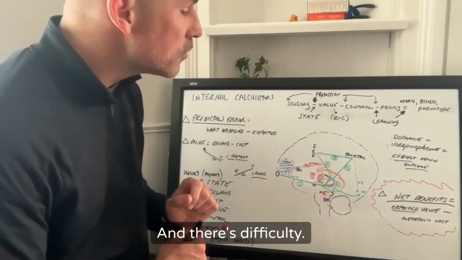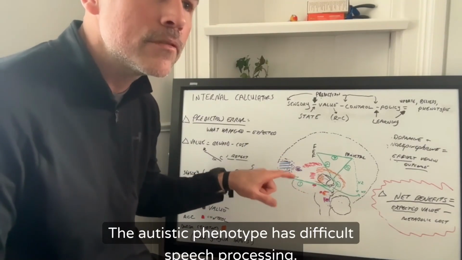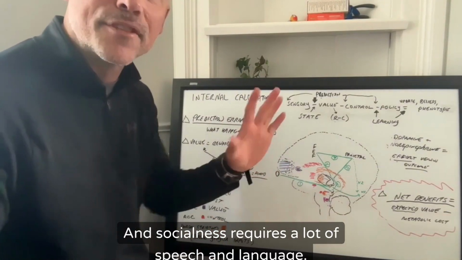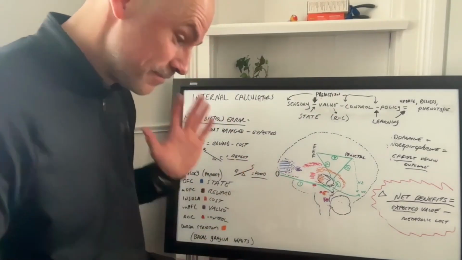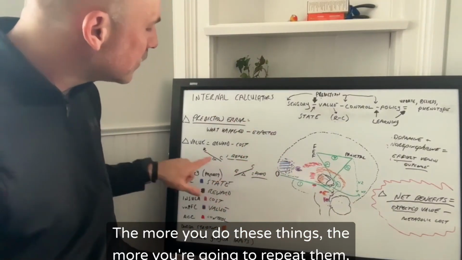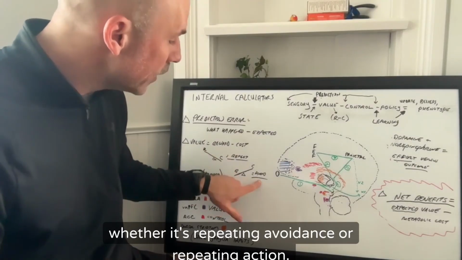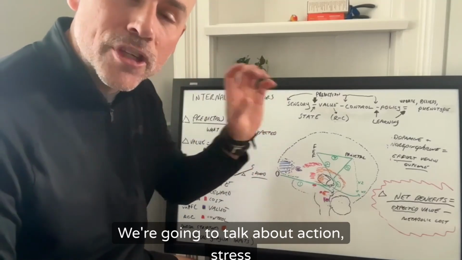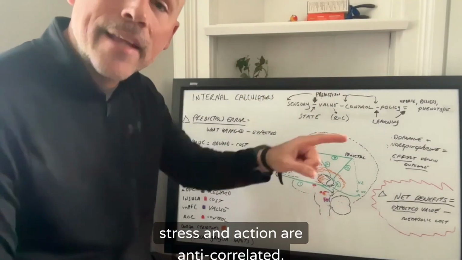And there's difficulty with speech. The autistic phenotype has difficult speech processing. Speech and language are huge, and socialness requires a lot of speech and language. Simple, right? And then the neuroplasticity. The more you do these things, the more you're going to repeat them, whether it's repeating avoidance or repeating action. We're going to talk about action. Stress and action are anti-correlated.